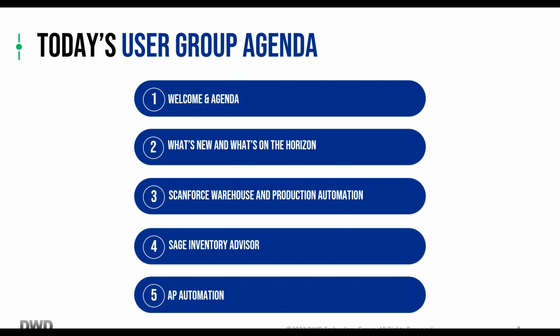So, agenda: welcome, right? That's what we're doing right now. What's new and what's on the horizon. We're going to go back and look at a couple of previous versions and what they've added. We're going to look at the 2023 version. We're going to look at what we've got from Sage and what to expect in the 2024 version.